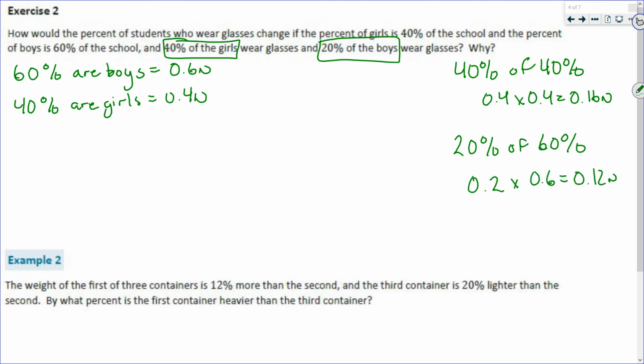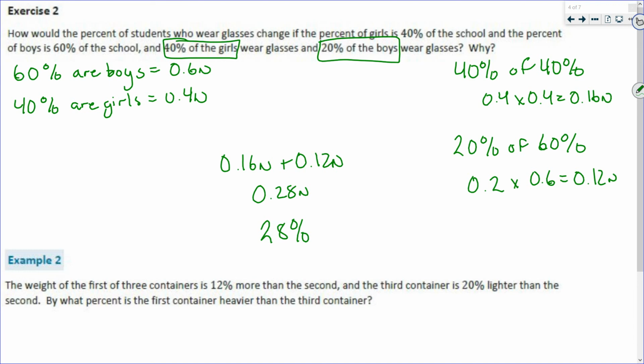Now if I add those two together, 0.16n plus 0.12n, I get 0.28n. And what do we say n represented every time? It represents 100. So 0.28 times n would be 28%. So it would be 28% of the students who wear glasses. That matches exactly example number 1, which was 28% of the students that wear glasses as well.